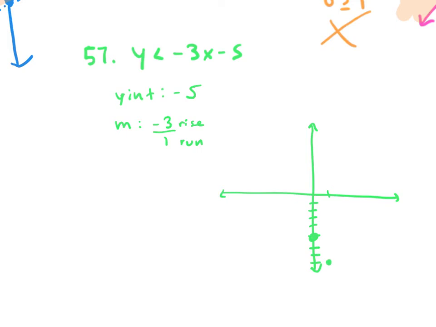Do we connect our dots here with a solid line or dotted line? I think it's dotted. With a dotted line. So we don't have an equal to here, so that means that this is a dotted line. So we're going to put our dashed line here.